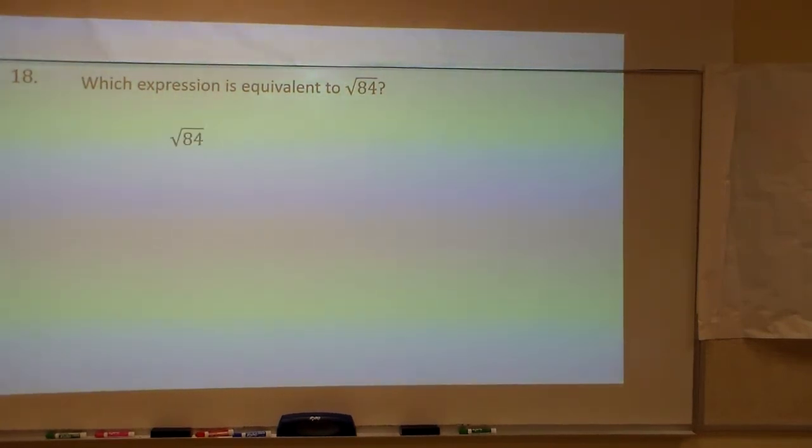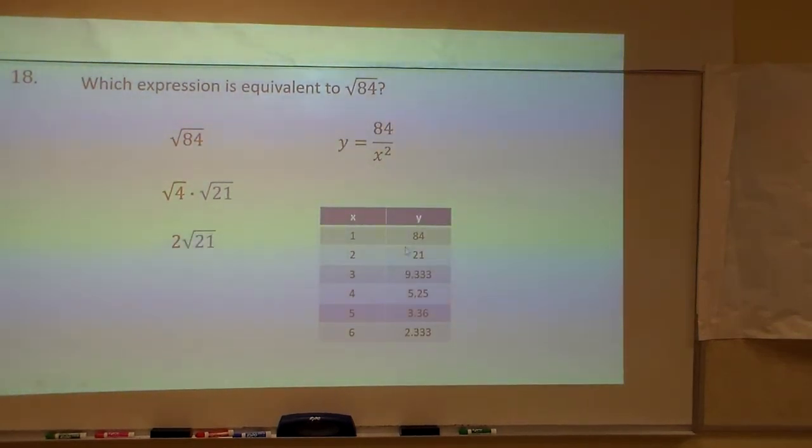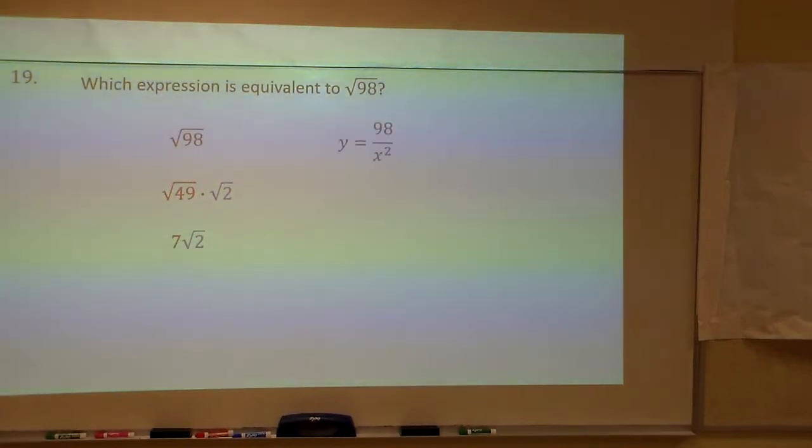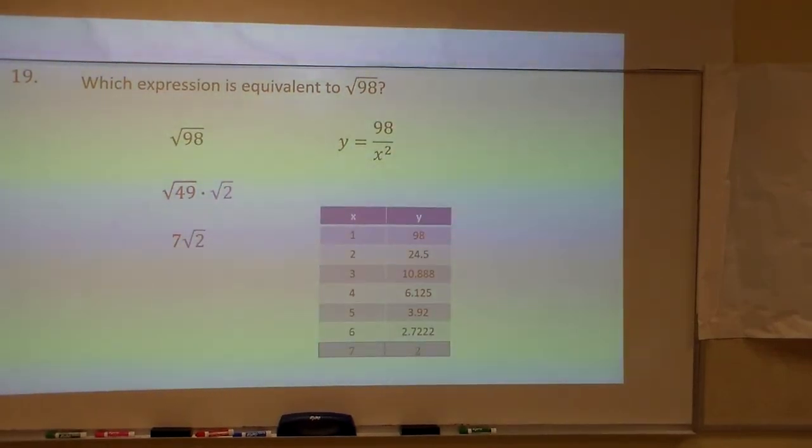And same thing here with 84. I recognize that as 4 times 21, and the square root of 4 is 2. Or I can go to my calculator, 84 divided by x squared. Here's a table. This is 2 square roots of 21. And then now for 98, that's the same as 49 times 2, which is 7 square roots of 2. Or if you go to your table, and I had to add a little extra line there to go into 6, the last one without decimals is a 2, so the answer is 7 square roots of 2 on these particular ones right here.